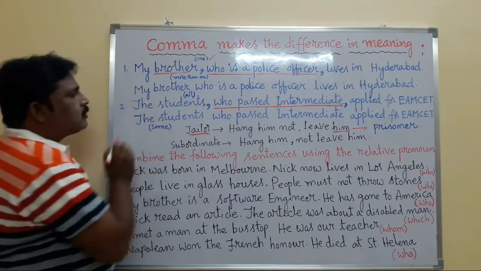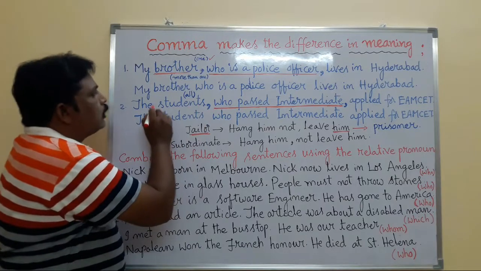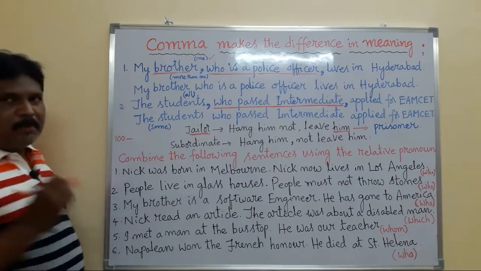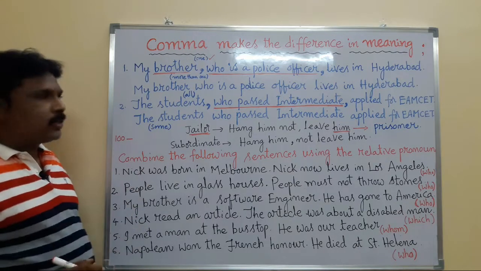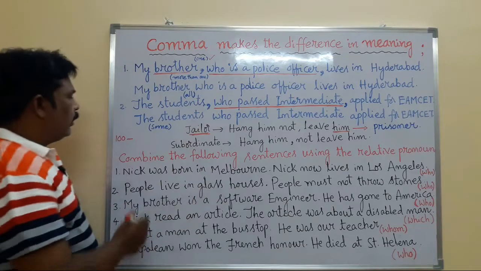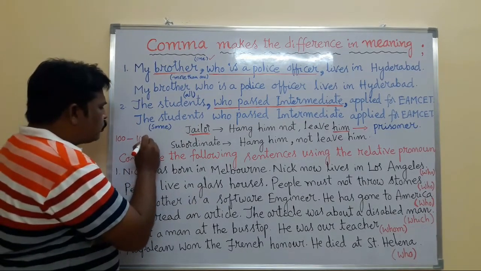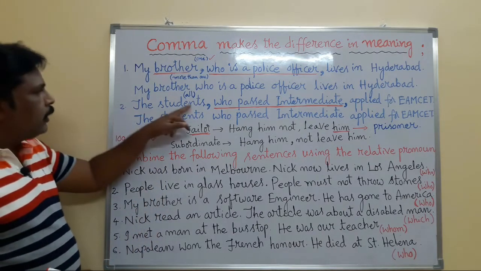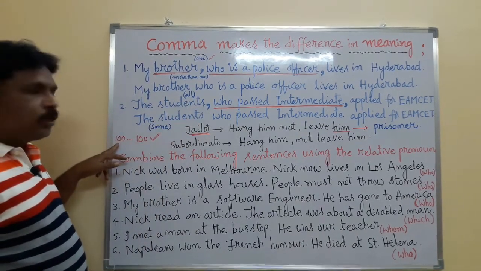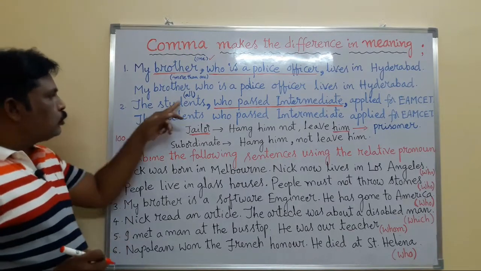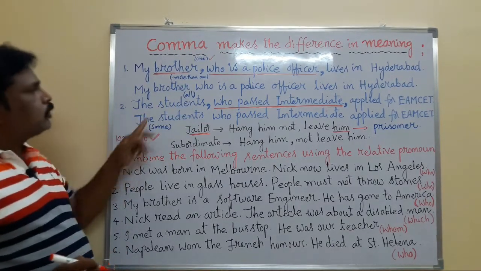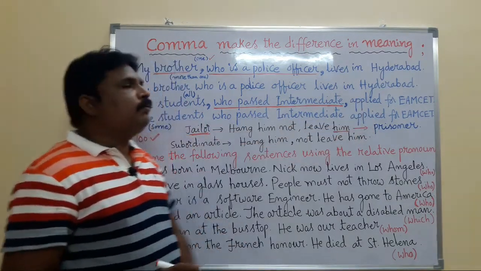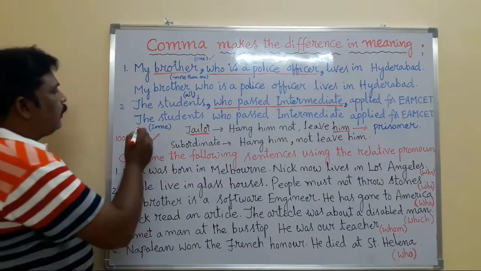See, in the first sentence, the meaning of the first sentence is about the students. The students means, for example, 100 students are there in the class. Imagine, not exactly 100, for example, 100 students are there. The students who passed intermediate, that means out of 100 students, all 100 students passed. See, the students, comma, that means total students 100 in the class. Okay, the students means all 100 students passed intermediate and applied for MSET means all 100 students applied for MSET. That is the meaning. And look at the second sentence.